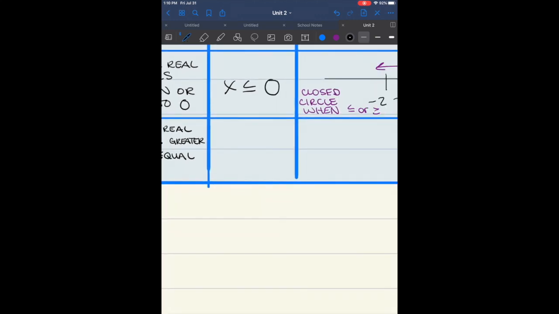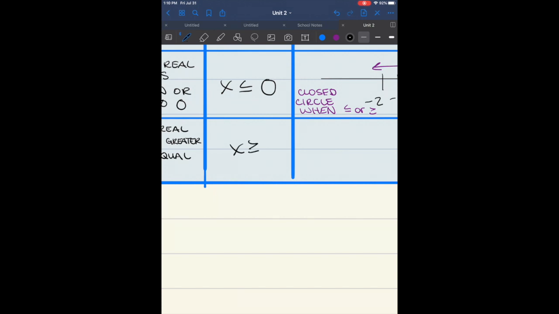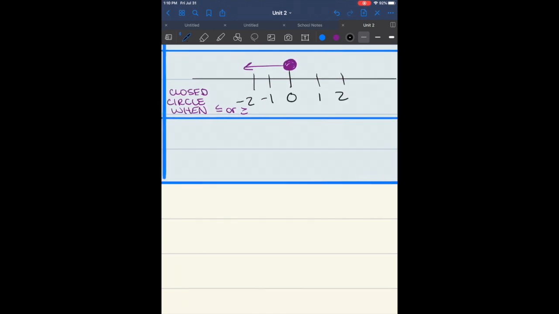So when we draw it, we're going to have Pac-Man eating x and a line underneath it to show that it can be equal to. When we draw our number line again, numbers to the left and right of 1, we're going to have a closed circle pointing to the right because that's where the values are greater than.